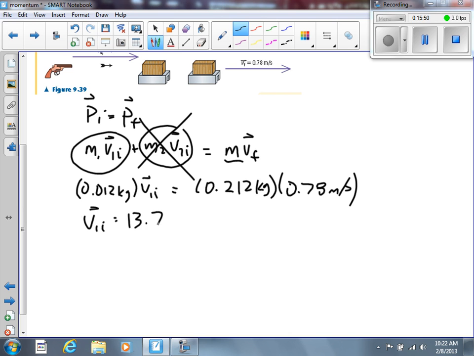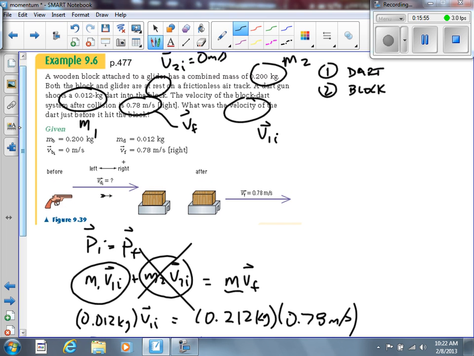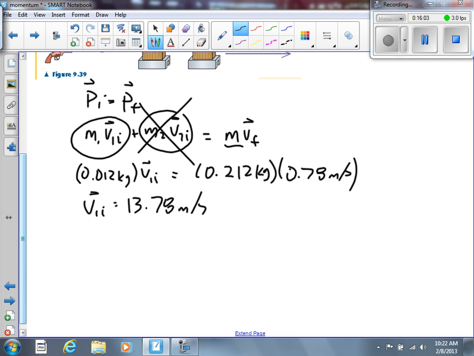We're going to round that to how many digits? Let's go back to our givens here. 0.200 looks like 2 significant figures here and 2 significant figures here. So our final answer should be rounded to 2 digits, which would be 14 meters per second. So before the collision took place, the dart was moving at 14 meters per second. After it took place, the dart-block combination was moving at only 0.78 meters per second.